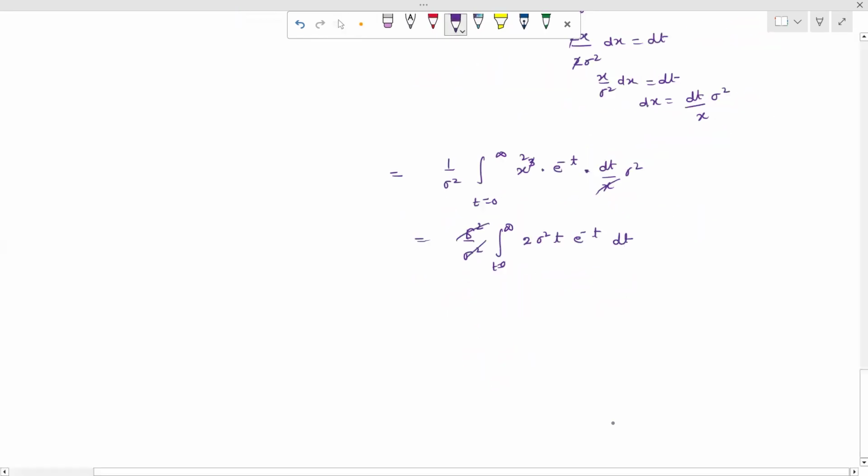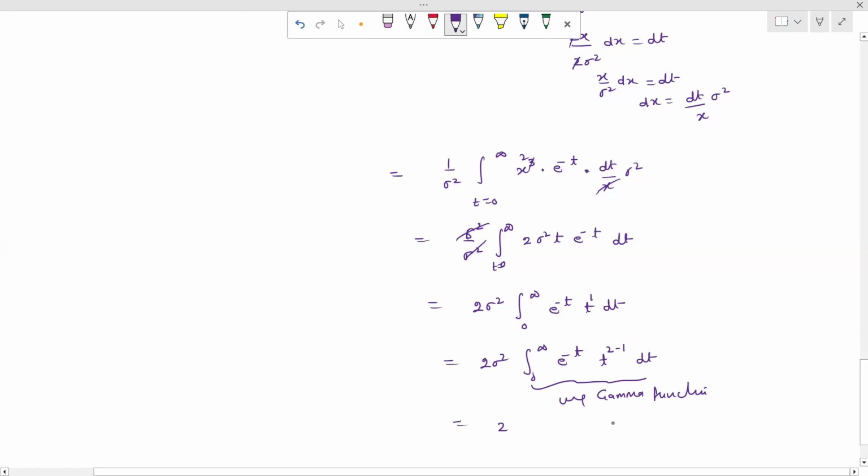So sigma square to sigma square cancelled. 2 sigma square we take outside. 0 to infinity e raised to the power minus t into t dt. So this can be written as 0 to infinity e raised to the power minus t, here t raised to the power 1, which can be written as 2 minus 1, into dt. So we use the definition of gamma function. Using the gamma function, this integral will be equal to gamma 2.